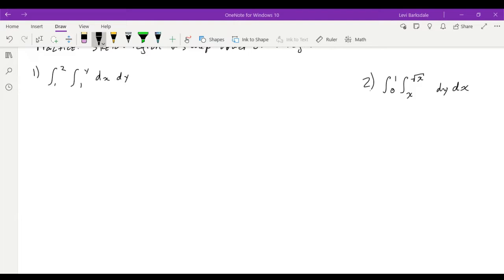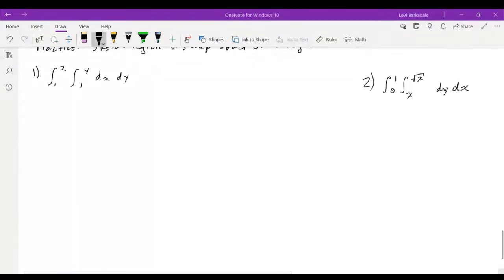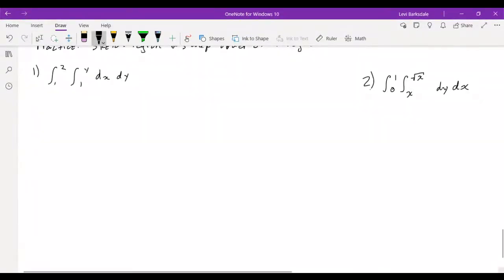See. Is it 1 is less than x, then 2 is less than 2, and x is less than y is less than 2 for the first one? Yes, that is correct. And just for the sake of everyone who is watching the recording, I'll go ahead and draw a sketch of the first region.